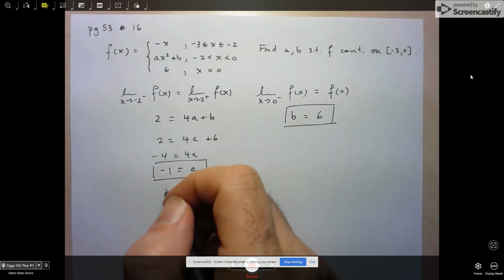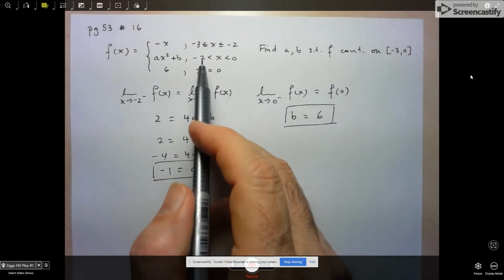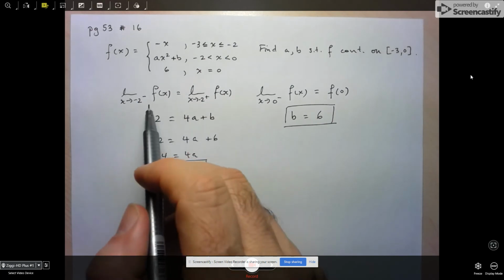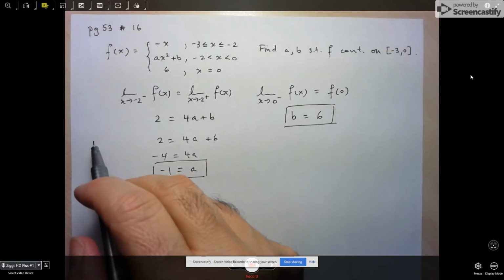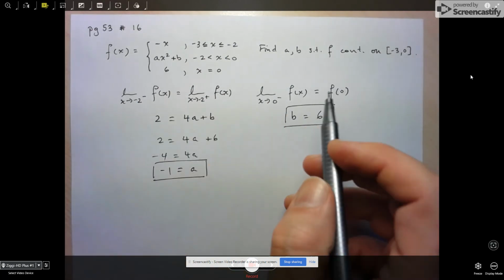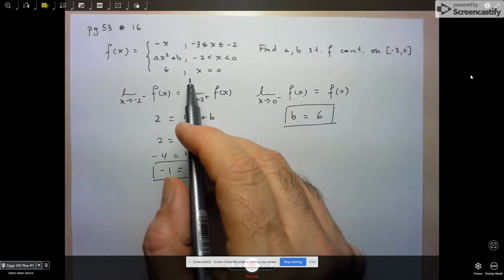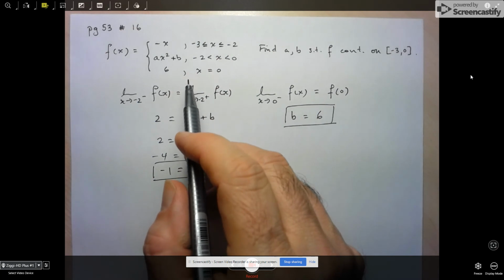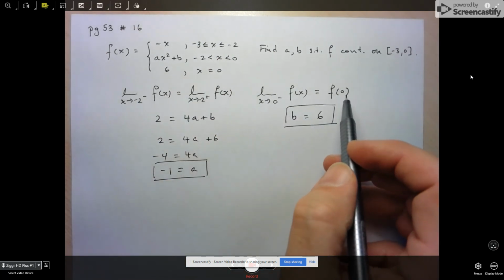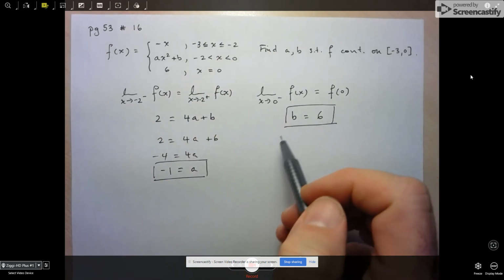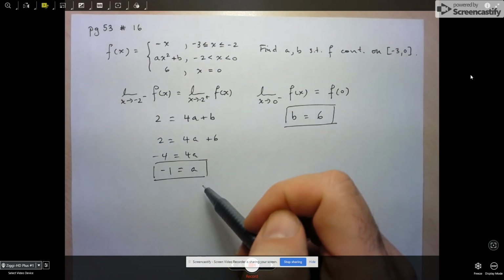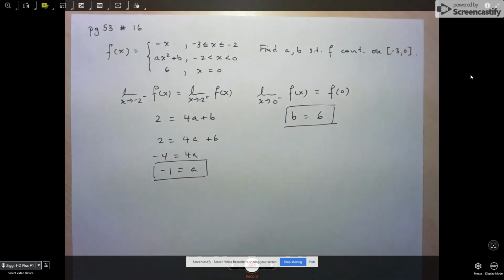So again, we had to use the fact at -2 that the limit from either side was going to be equal because the limit has to exist. And then at 0, because it's not defined to the right of 0, we use the fact that in order to be continuous, the limit has to be equal to the function value. And from there, we were able to solve for the unknown variables. All right, that's it for this one.